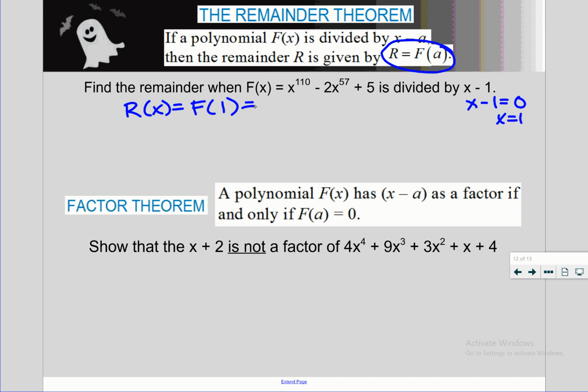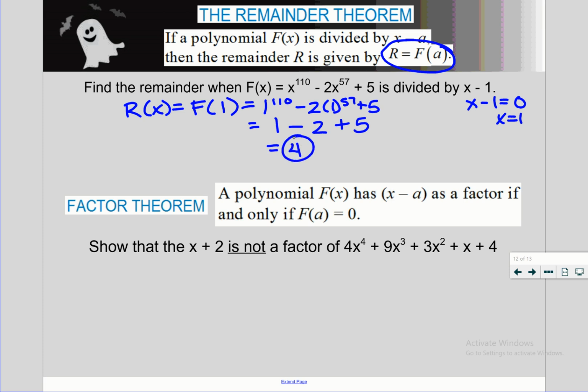So I need to do 1 to the 110th power minus 2 times 1 to the 57th plus 5. And even though they're big powers, we're taking 1 to that power. What's 1 to any power? Just 1. So I'm going to get 1 minus, I still have people evaluating this kind of thing wrong on tests and quizzes, guys. Make sure you do the power first and then multiply. It's just order of operations, exponents before multiplication. So 1 to the 57th gives me 1 times negative 2 is just negative 2 plus 5. So 1 minus 2 is negative 1 plus 5 is 4, which is the remainder.